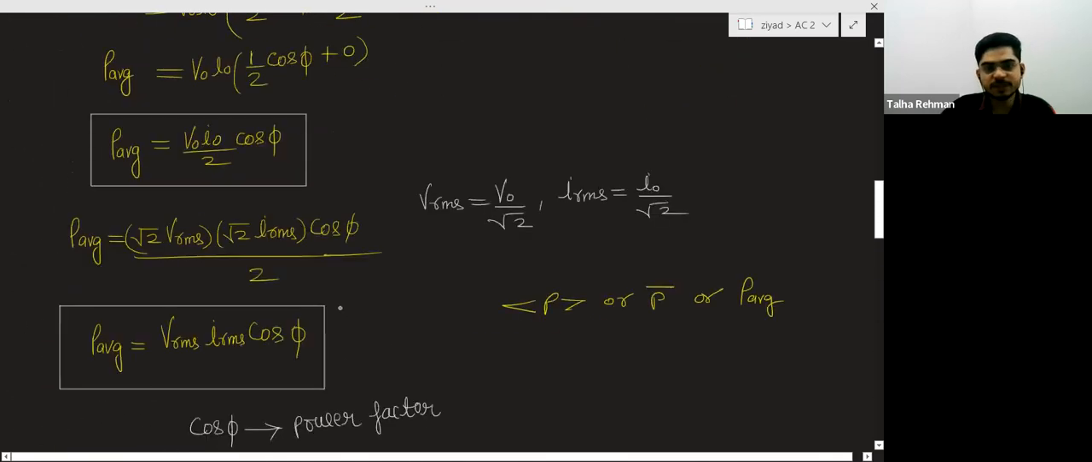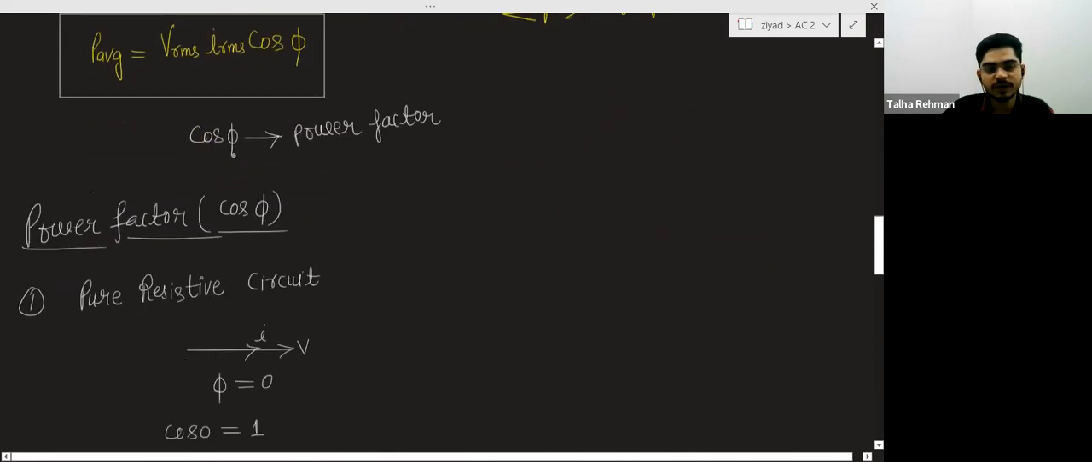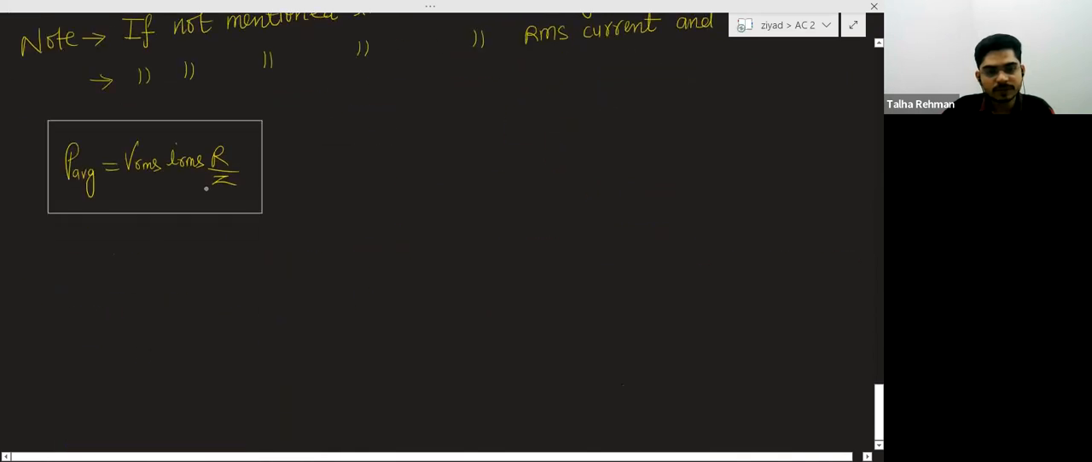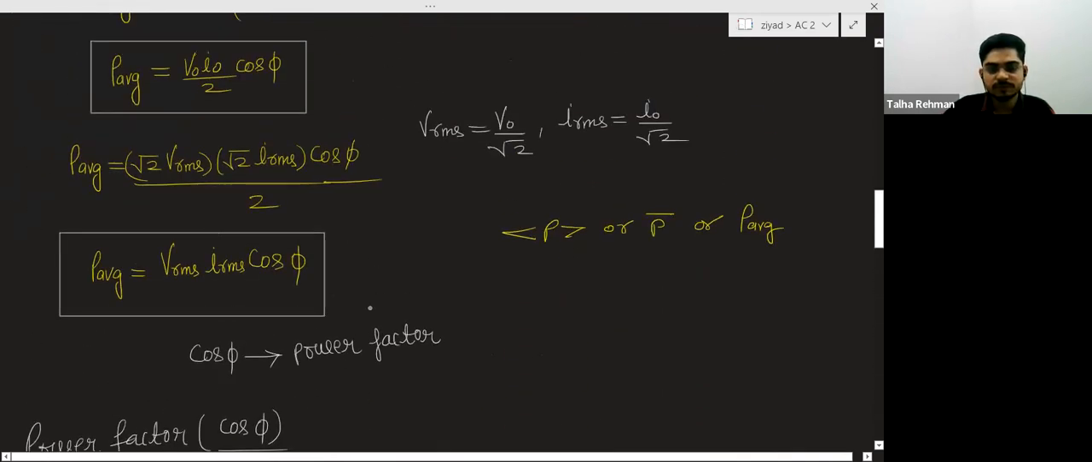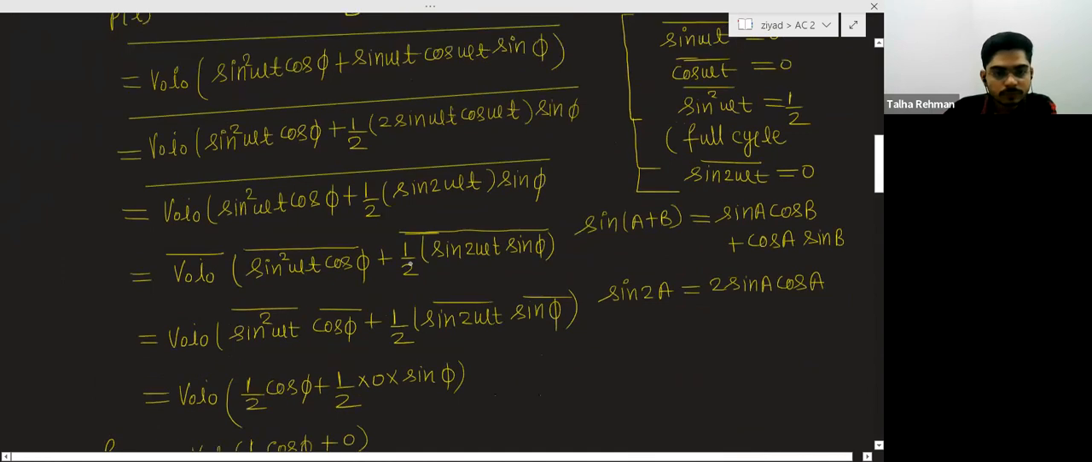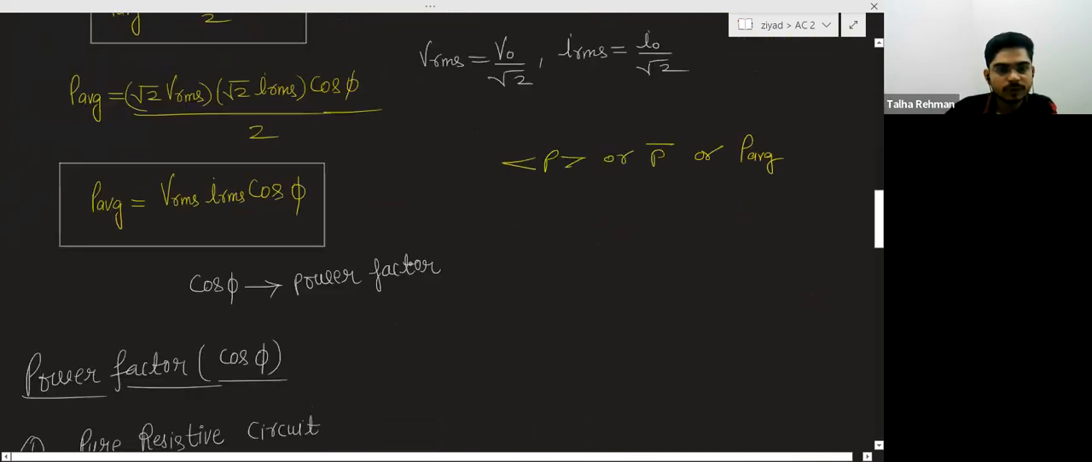Basically, I am just deriving all these formulas. I have derived this formula from this, and this formula from this. Okay, so note down.